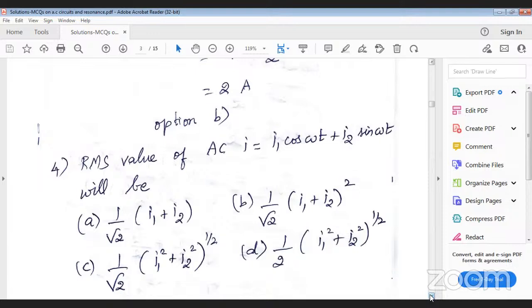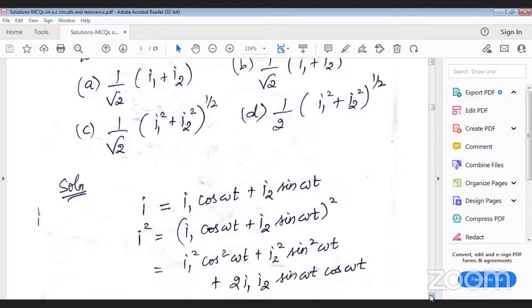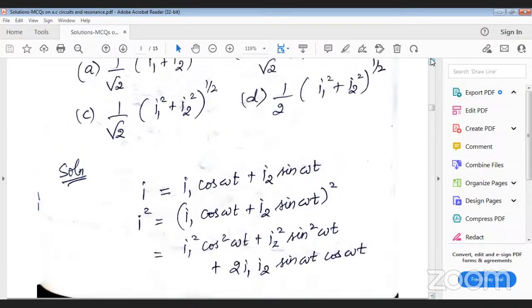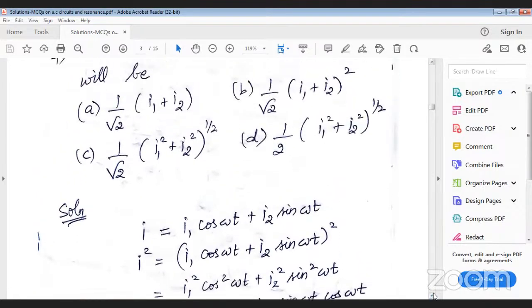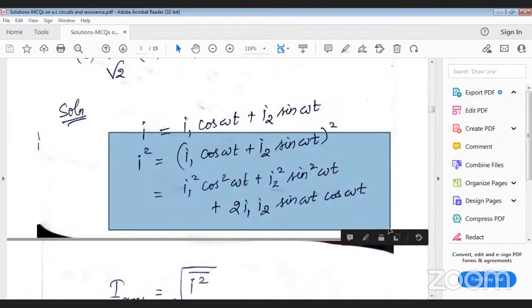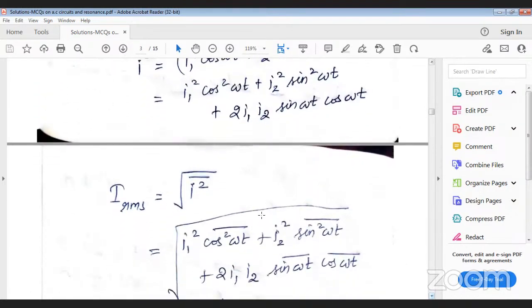RMS value means, by definition, root mean square value. Root mean square means, first of all, you need to take the square and then you need to find the average. After that, you need to take the square root. So here you see, I have taken the square of this thing. And then what I have to do is take the average. Average is represented by taking the bar on it. And then I have to take the square root. This will give me IRMS. By the definition itself, it is root mean square value.